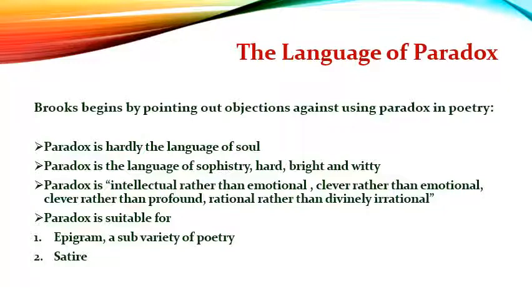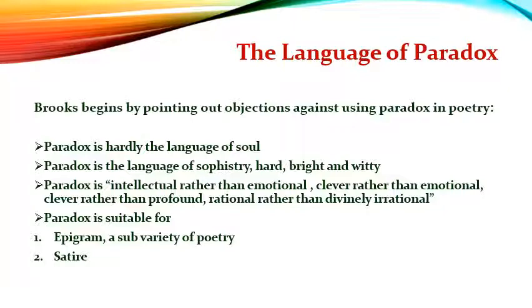He has pointed out that generally it is believed that paradox is hardly the language of the soul, and poetry is something which is considered to be directly connected with the soul or heart. But if paradox is not the language of the soul, then how can it be the language of poetry? The second objection is that paradox is the language of sophistry. Paradox is the language of the hard, bright and witty. Then how can it be the language of poetry, which is to deal with emotions? And thirdly, Brooks points out that paradox is generally considered, I quote, intellectual rather than emotional, clever rather than profound, rational rather than divinely irrational.